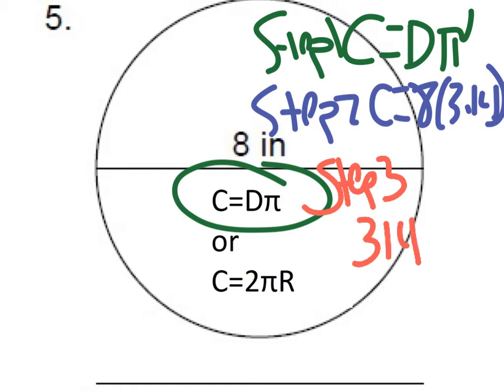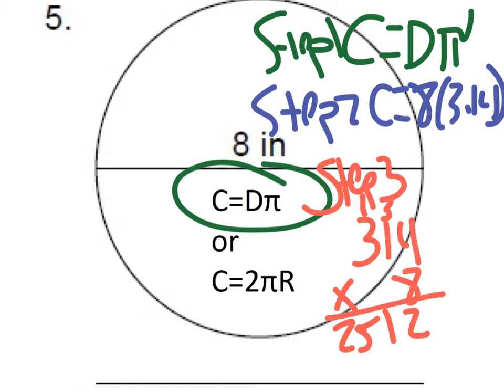It's 314 times 8. 8 times 4 is 32. 2, carry the 3. 8 times 1 is 8, plus 3 is 11. Drop the 1, carry the 1. 3 times 8 is 24, plus 1 is 25. And now since we had moved the decimal twice to the left, we're going to move it twice back. So it's going to be 25.12 inches.